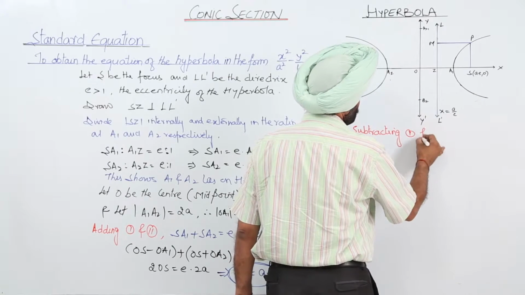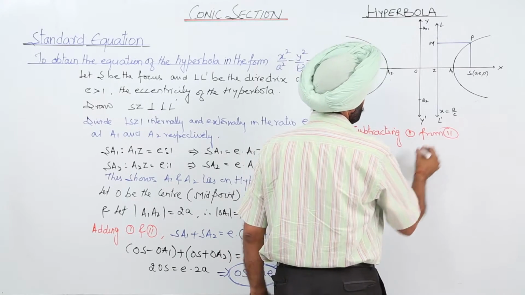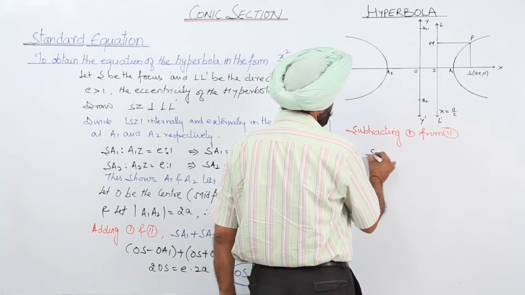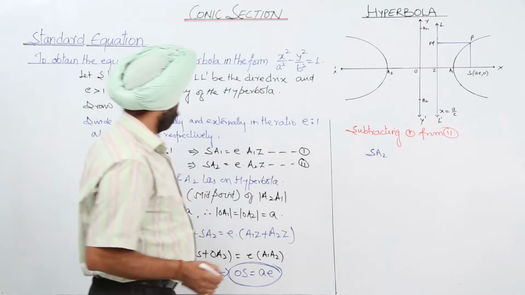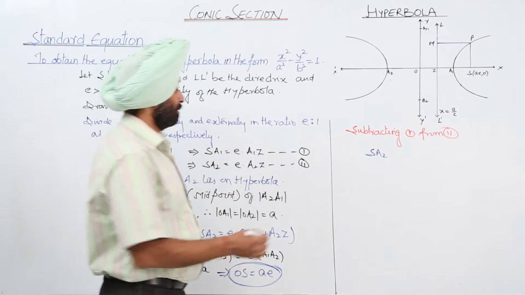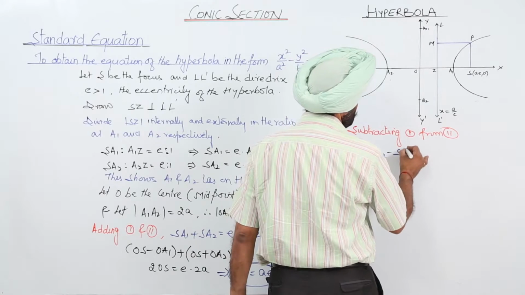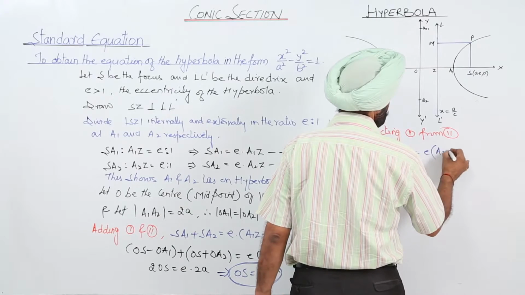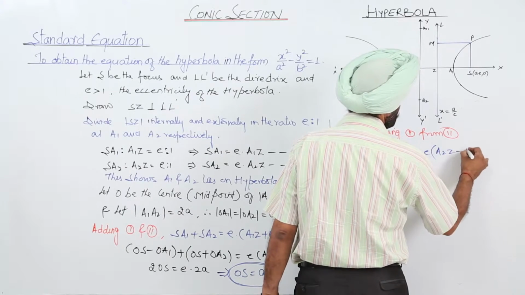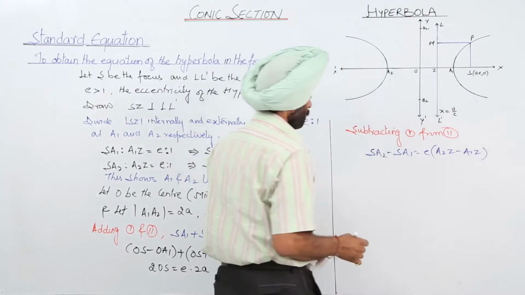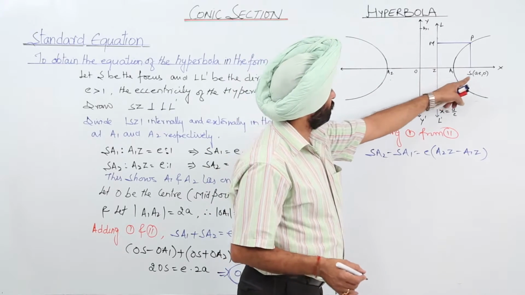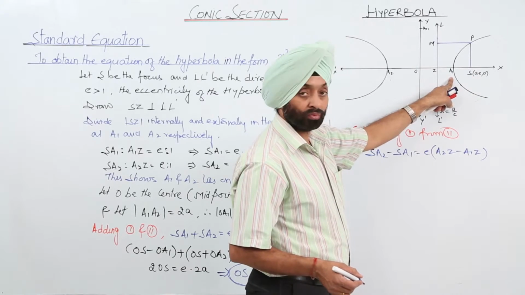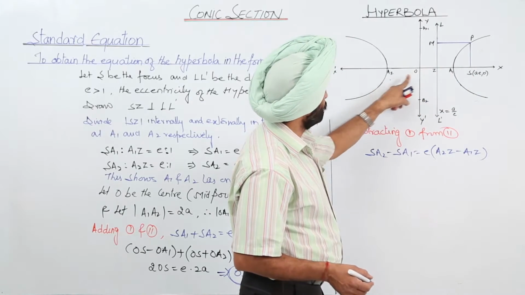Subtracting 1 from 2: SA2 minus SA1. SA2 minus SA1 is equal to E times (A2Z minus A1Z). Now SA2, this whole minus SA1. So what are we left with? We are left with A2 and Z.